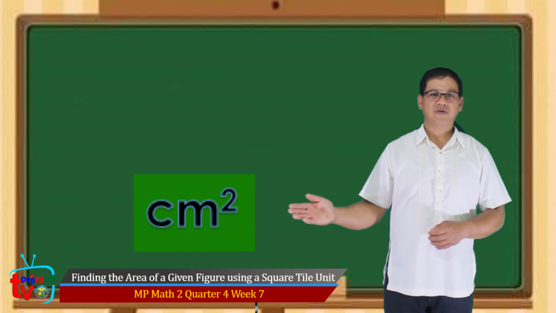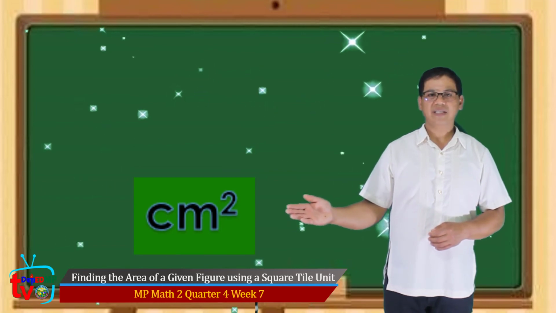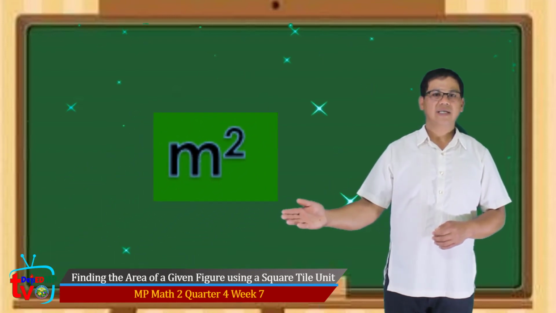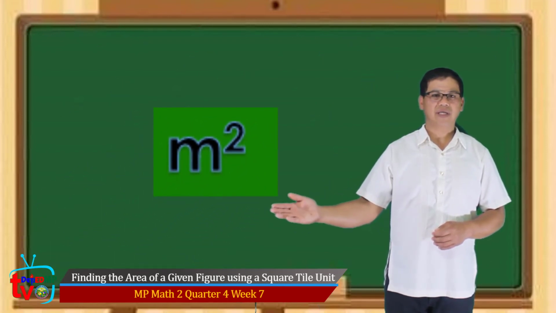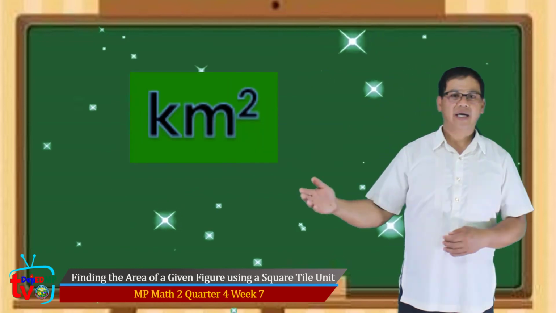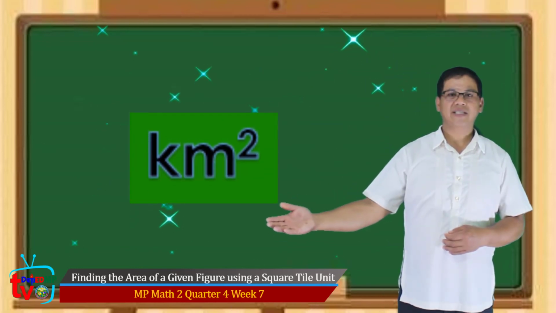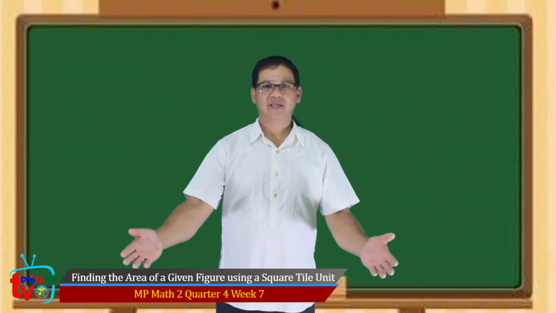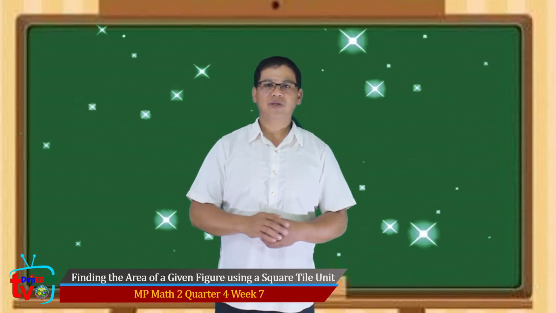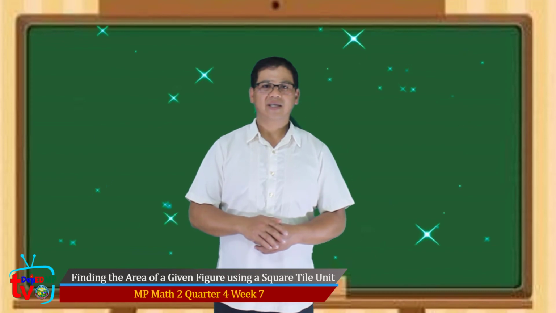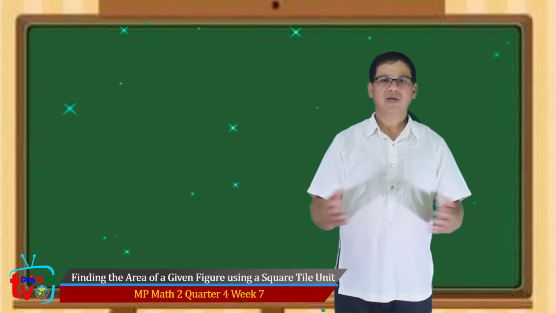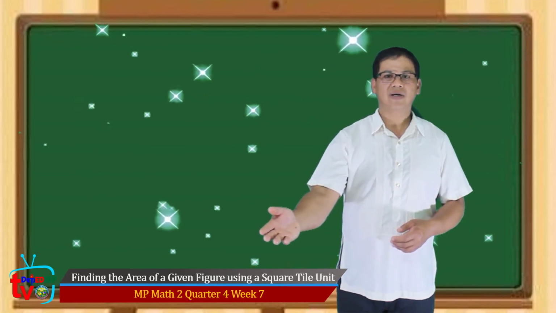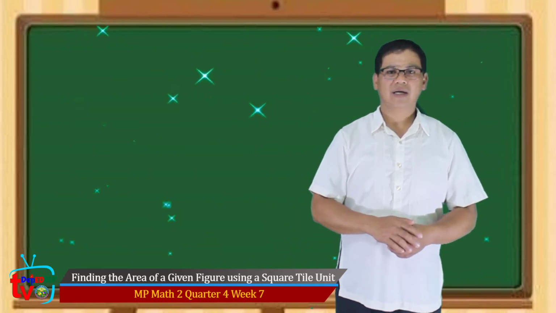This is read as square centimeters. This is read as square meter. And this is read as square kilometer. In what I can do portion, you may opt to do it or not. You do it on your module. Let your facilitator at home check your work.